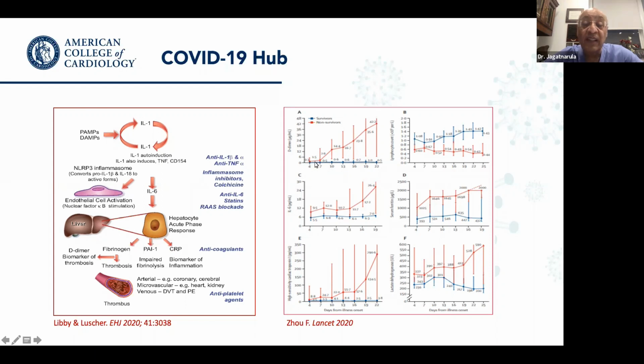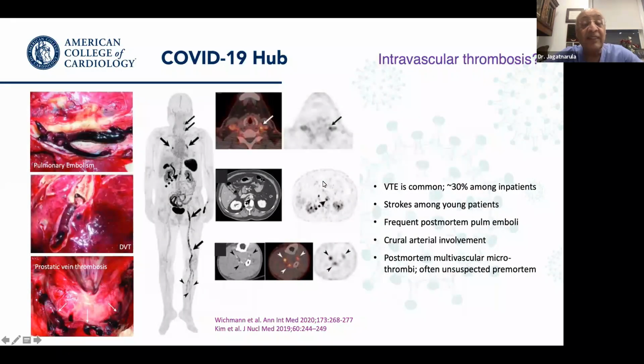And as you can see here, in about the first 4 days, you will start to see a significant increase in the procoagulant and cytokine factors. And if they are higher, there is a higher likelihood of having adverse outcomes in these cases. Now, in this autopsy series, you can see that there is significant coagulation in the arteries, veins, smaller vessels, wherever.